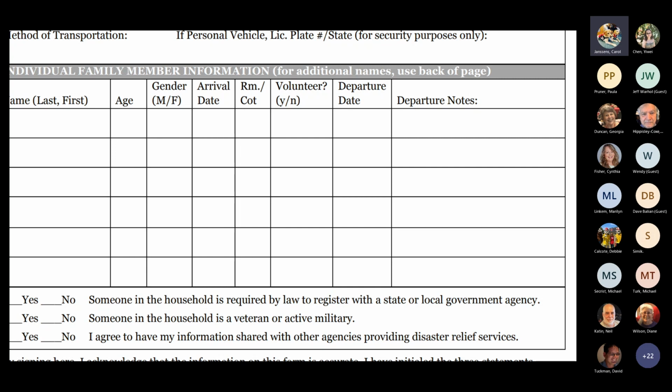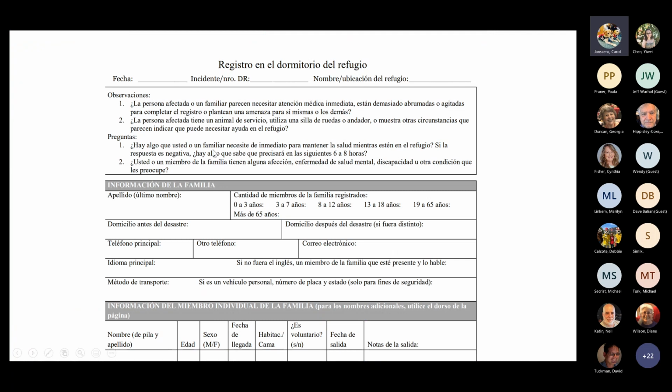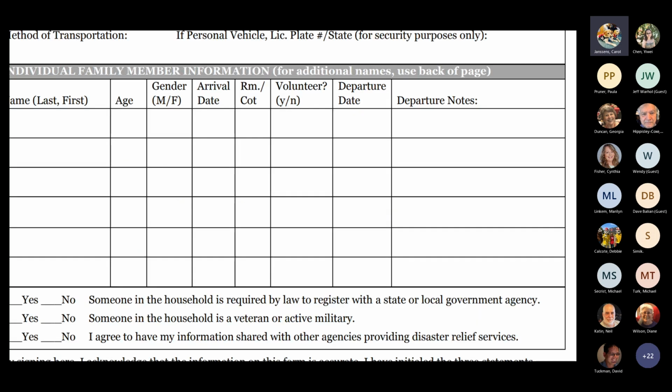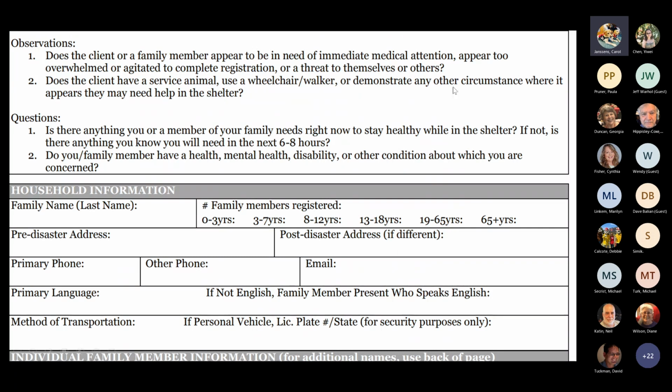And I'm going to go back one because I forgot at the very top here. Well, actually I went forward, but this is the Spanish version. It comes both in English and Spanish. When I print mine, I print back to back, so I don't waste paper. But I'm going to go back to the beginning because I forgot to go over the observation.